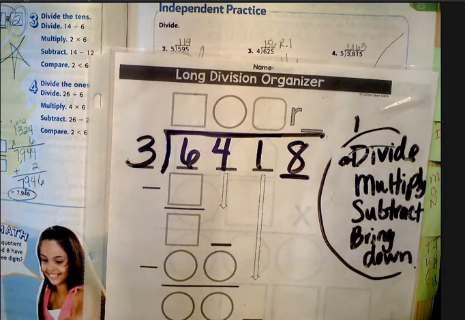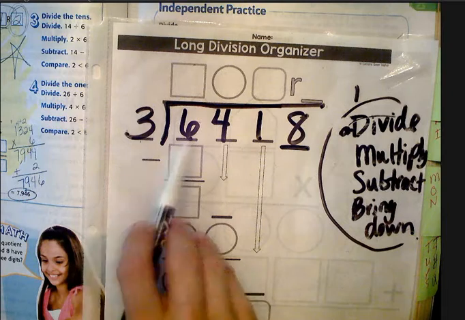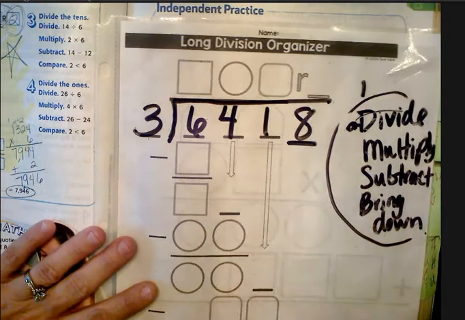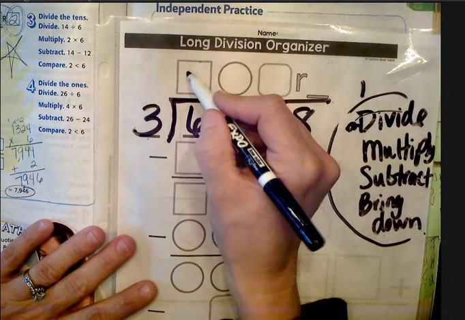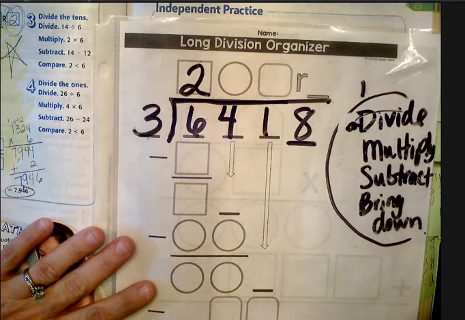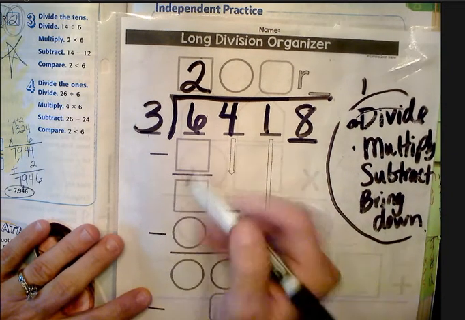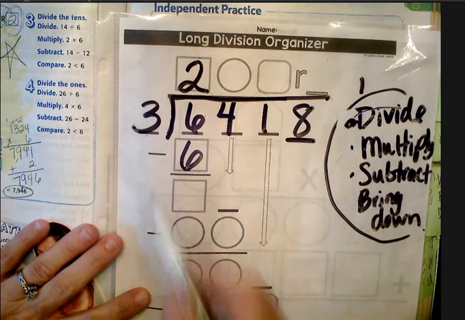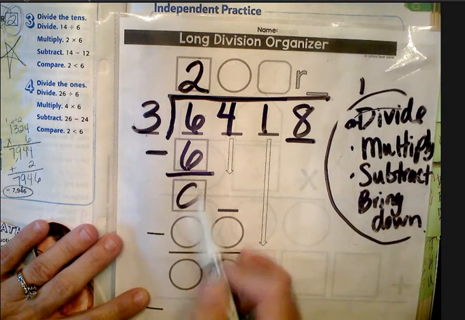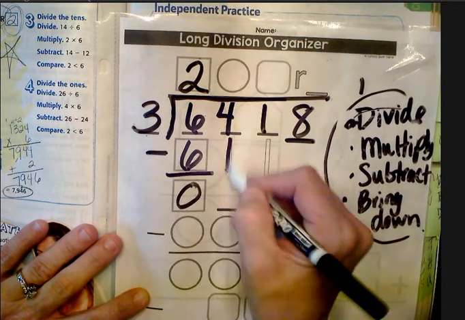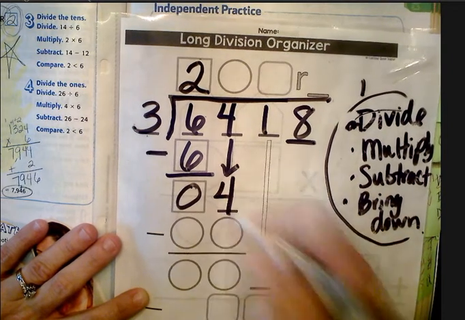Divide. How many times does 3 go into 6? That one I know, Mrs. Bodell. It's 2 times 3 is 6. So I know 6 divided by 3 is 2. That's right. Now we multiply. 2 times 3 is 6. Now we subtract. 6 minus 6 is 0. Now we bring down the 4. Okay, that was our first time.